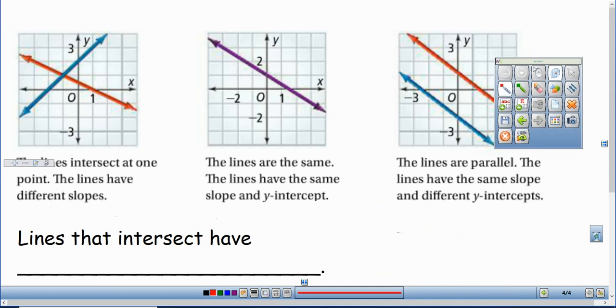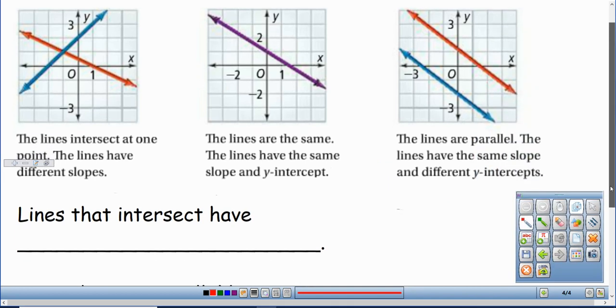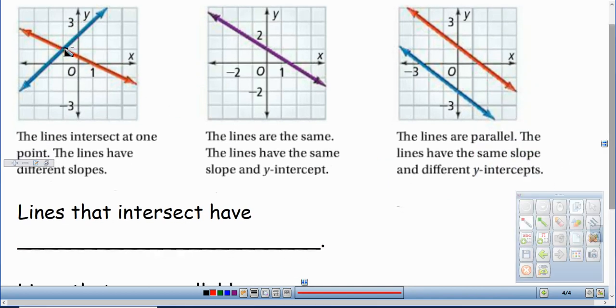So here are your options. It's possible to have lines just cross like they do here. The solution for this system would be the ordered pair negative 1, comma 1. Lines that intersect, like in that example, have one solution, one ordered pair that would satisfy both of the equations.